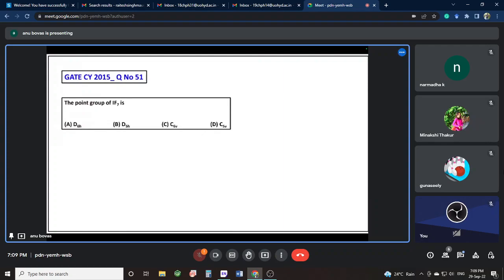So the first question we are going to discuss is from GATE Chemistry 2015, question number 51. The point group of IF7 is. 4 options are given to us. In order to find out the point group, before that we have to find out the structure of the particular molecule, and from the structure we can find out the symmetry operations and symmetry elements associated with the molecule, and then it will give us the point group associated with it.